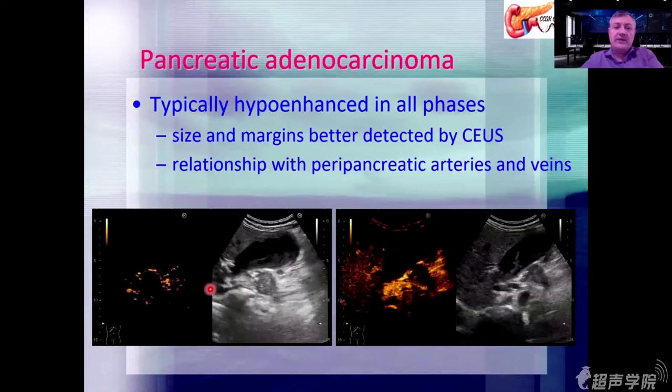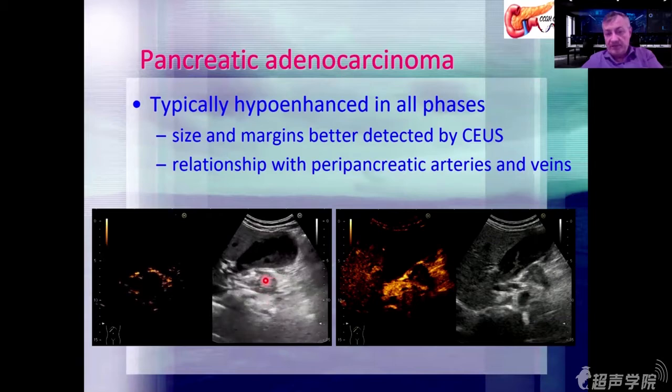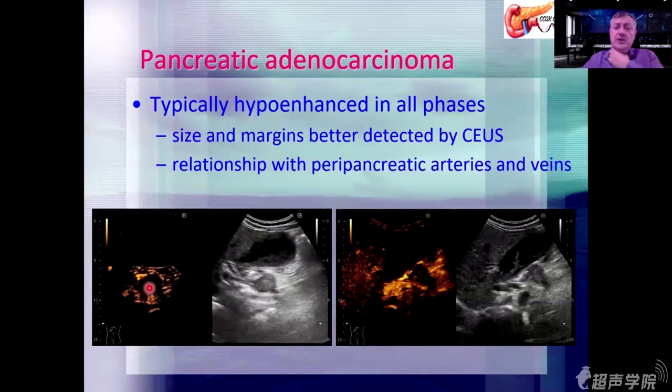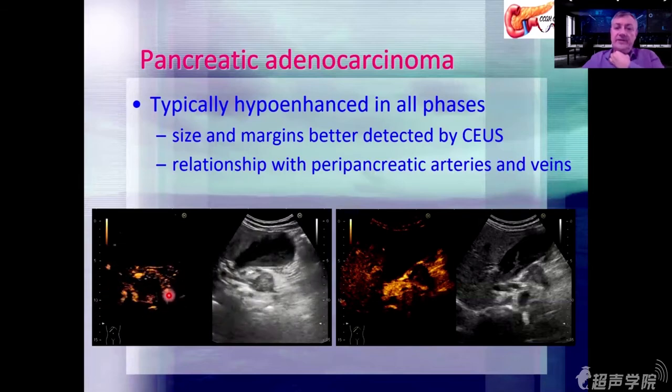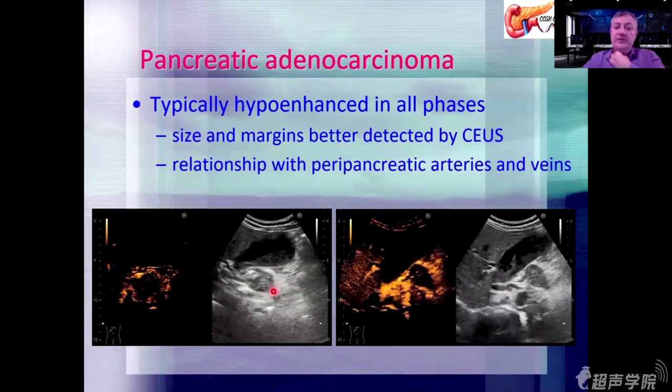Then if you look at the pancreatic adenocarcinoma, you see here a nice image with the left liver lobe, the gallbladder, and then a hypoechoic tumor mass at the level of the pancreatic head. And then we inject contrast, and you'll see the contrast showing up in the hepatic artery initially. But what you see is that the tumor mass on the pancreatic head is hypoenhanced in all phases. And the size and the margins are better detected by CEUS, and the relationship with peripancreatic arteries and veins is clear. So this mass is hypoenhanced in the arterial phase, but also in the late venous phase.